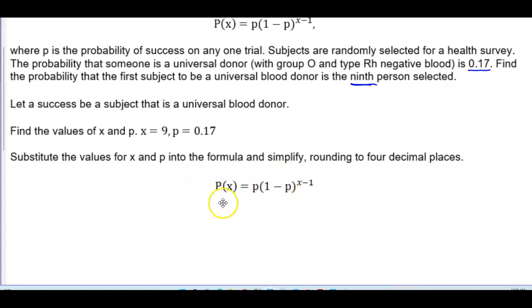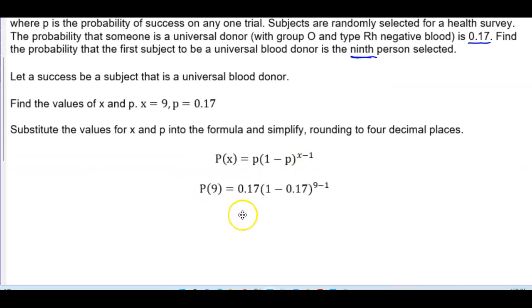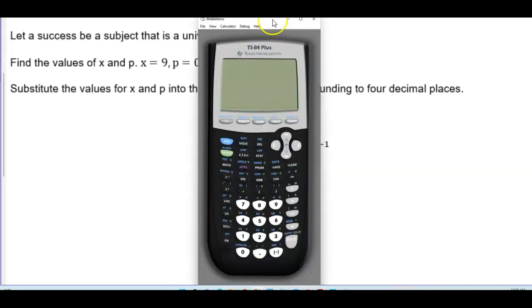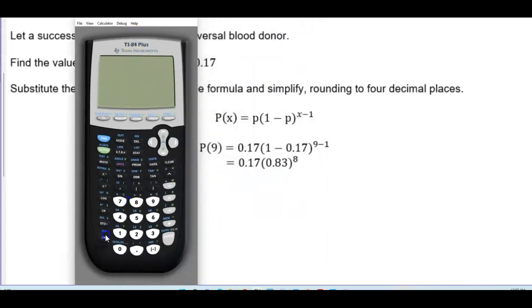So here's our formula, and then we're going to plug in p to be 0.17 times (1 - 0.17) to the power of 9 - 1. Now, before we do our calculations, let's simplify what's inside the parentheses. So 0.17 times, 1 minus 0.17 is 0.83, to the 8th power. So one way of doing that on our calculator is the following.